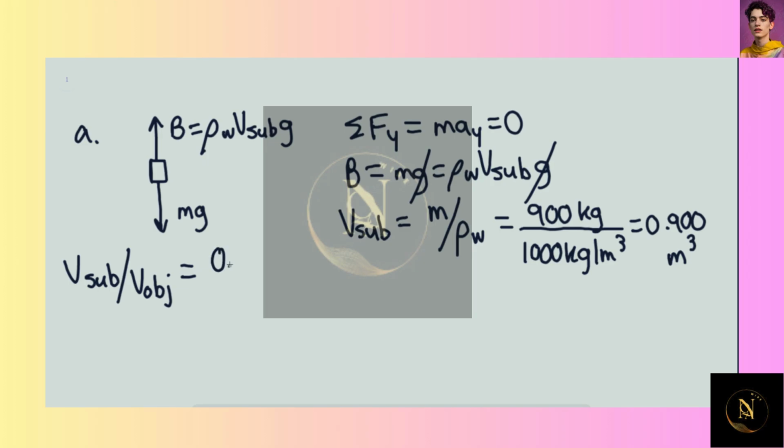0.900 meters cubed divided by 3.0 meters cubed. And this is equaling 0.30, or we can say 30%. So this would be the percentage that is submerged.